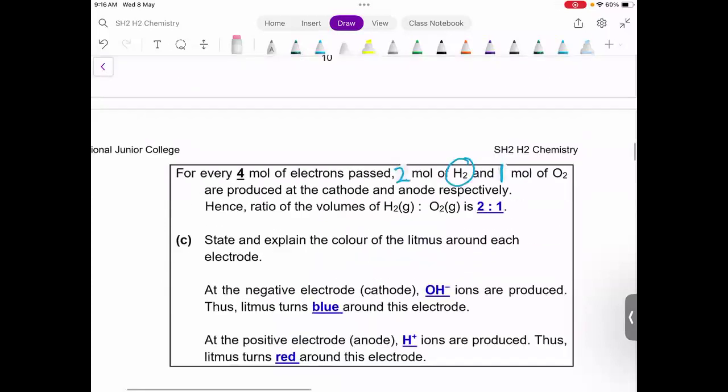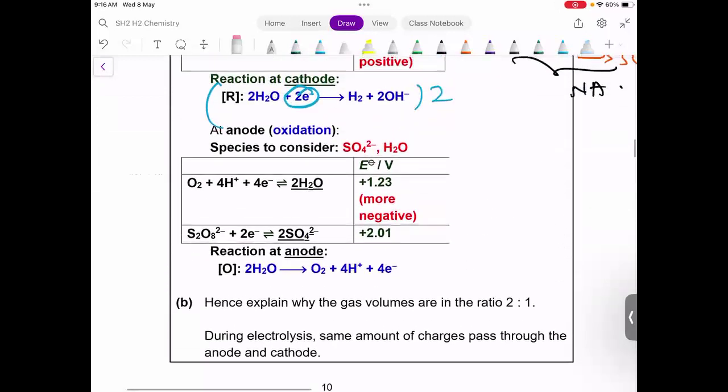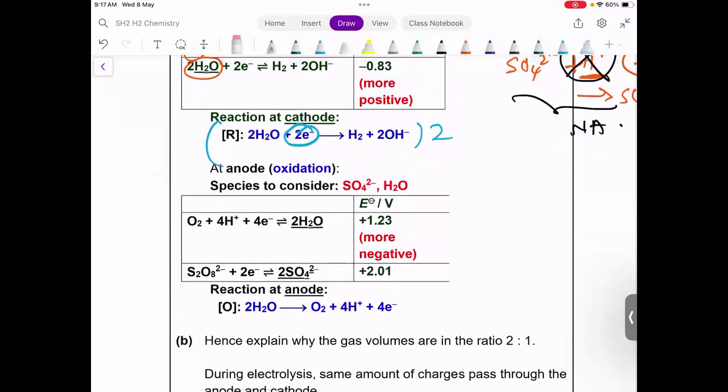So when you combine the 2 half equations, what happens? You will see water decompose to form hydrogen and oxygen. When you combine the reduction half and the oxidation half, you will see water decompose to form the elements, hydrogen and oxygen.